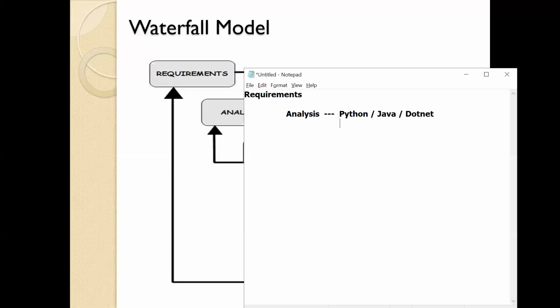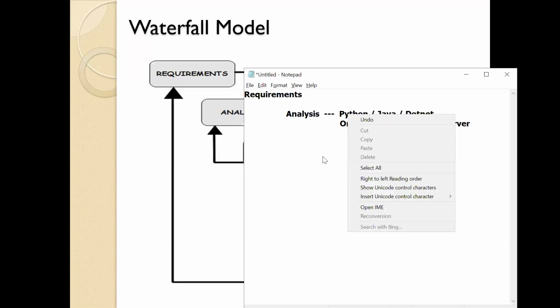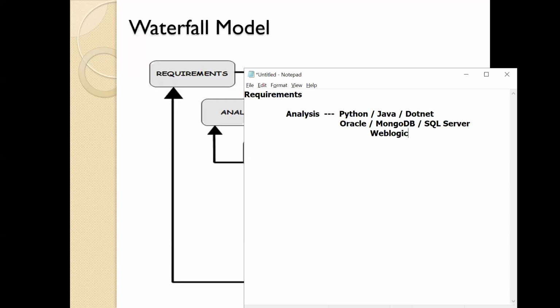What should be the backend? Should we use Oracle as a backend? Should we use MongoDB? Or should we use SQL Server? What should be the backend part, the database? What should be the middleware? What should be the application server? Should we use WebLogic? Or should we use Tomcat? Or should we use JBoss? So the middleware components, the technology components are decided.